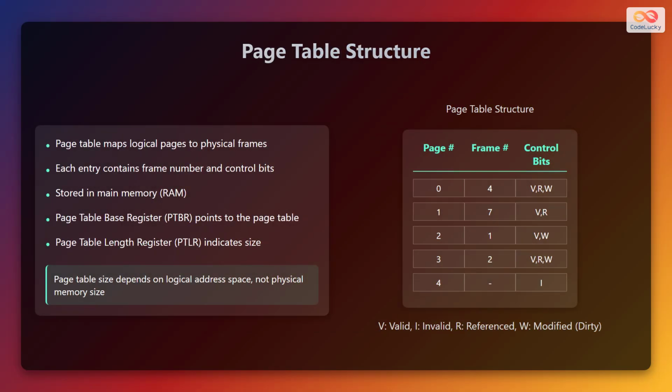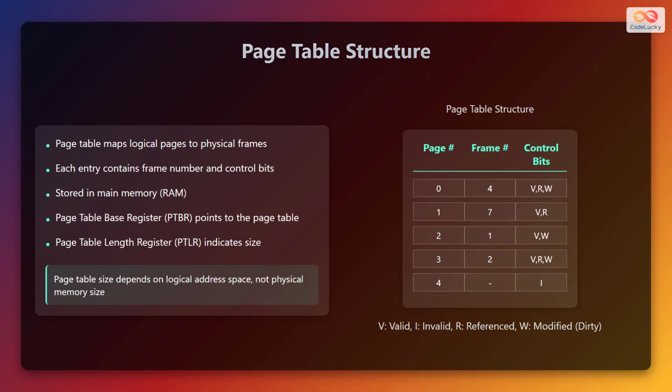The page table is a fundamental data structure in paging. It maps logical pages to physical frames, enabling the system to locate where each page of a process is stored in physical memory. Each entry in the page table contains a frame number, which points to the corresponding frame in physical memory, and control bits that manage the page's status and permissions. The page table itself is stored in the main memory, or RAM.